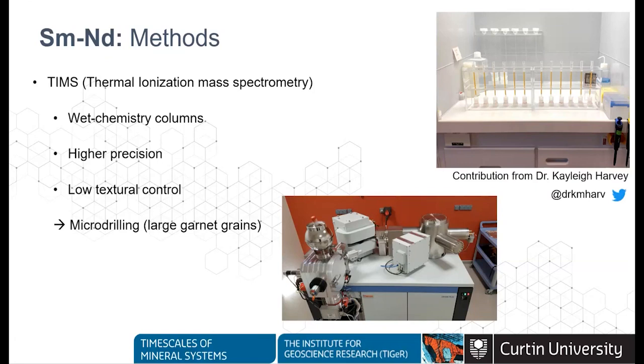Because we are doing TIMS analysis, these generally have a very high precision, so we have very precise ages. But we also lose a lot of textural control in garnets, which are zoned. They can have several petrological complexities, and this is sometimes handled using micro drilling. If the garnet's large enough, you can actually remove parts of the garnet and just analyze different bits of the garnet.